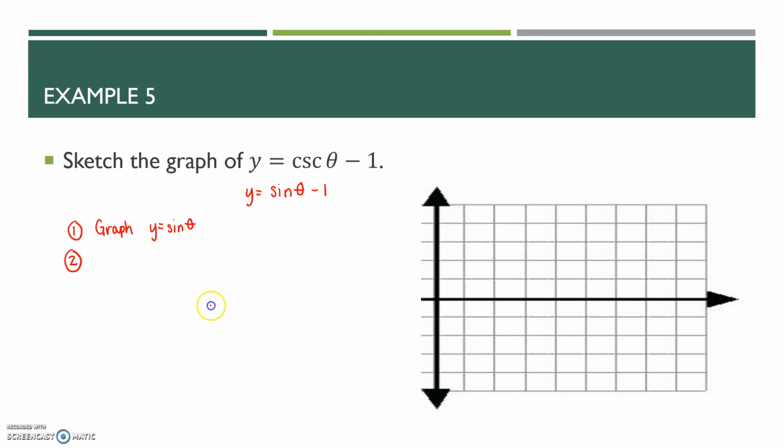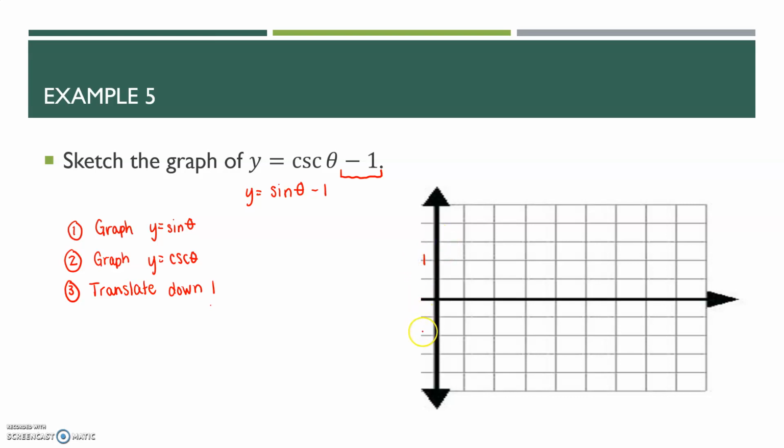Next, I'm going to use that to graph y equals cosecant of theta. And just like we did with translations, I'm saving the translation for last. Translate: since this minus 1 is outside of the parentheses, it's not sine of theta minus 1, I'm going to translate this down 1. Everything goes down 1. All right.